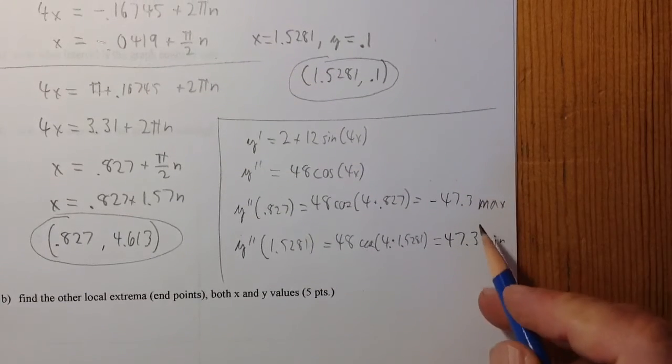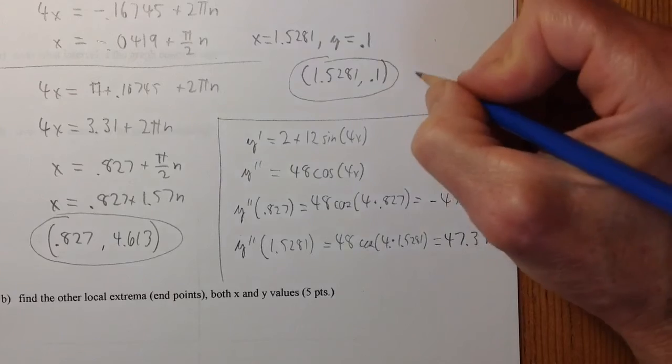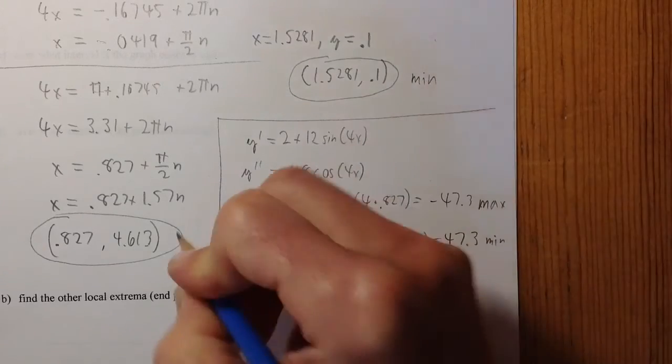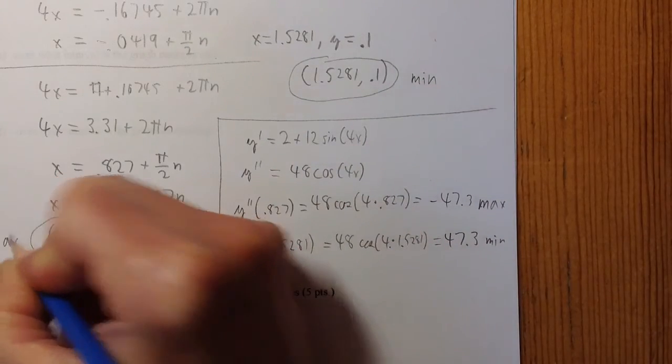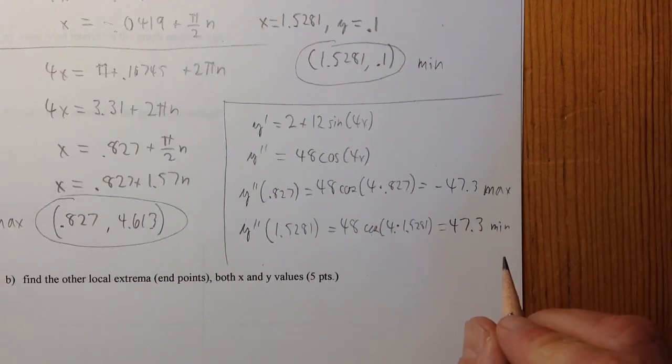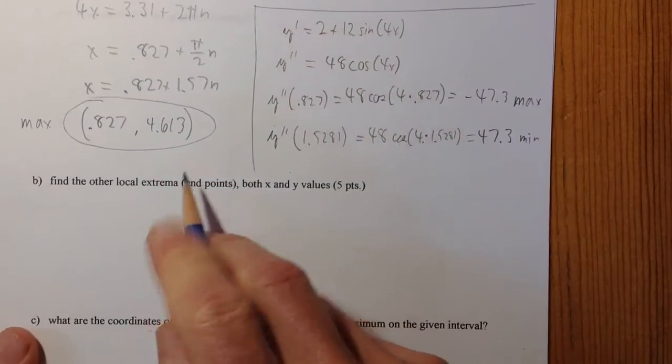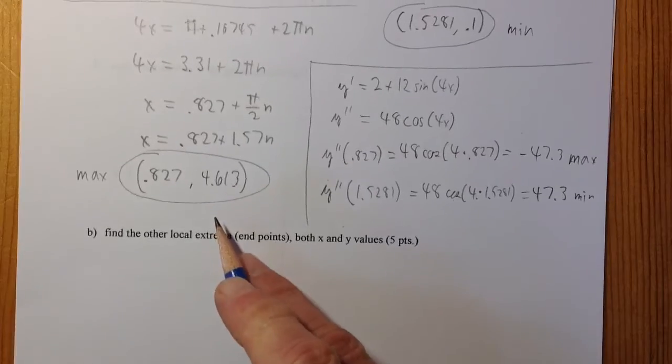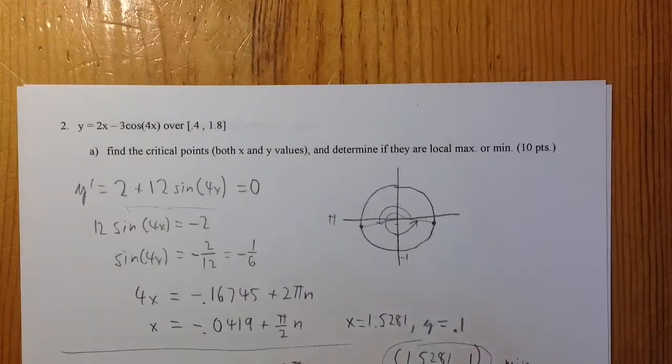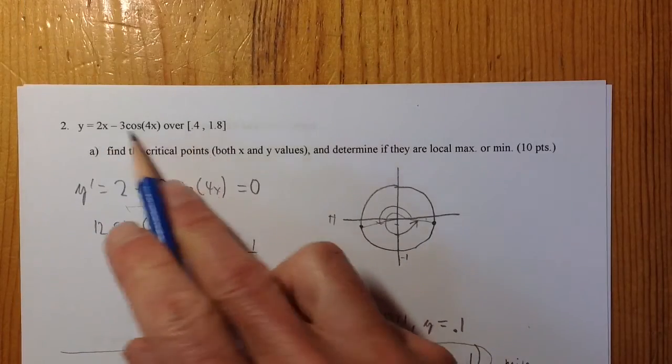So it's nice to label these. So 1.5281 is a min. So this is a min, and this one over here is a max. It's going to be a peak. Okay. Now we do the endpoints. So it's just calculator work. Plug in the endpoint values into here and make sure we use radians.